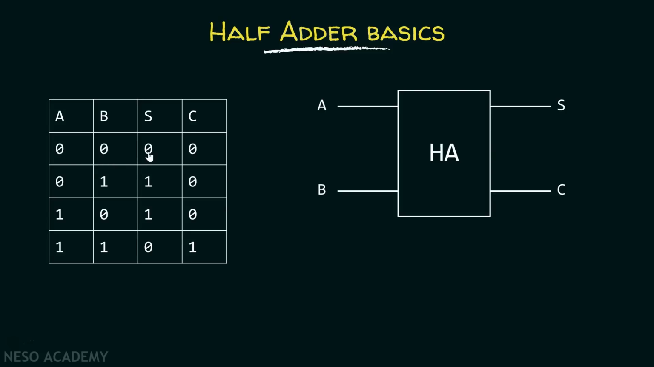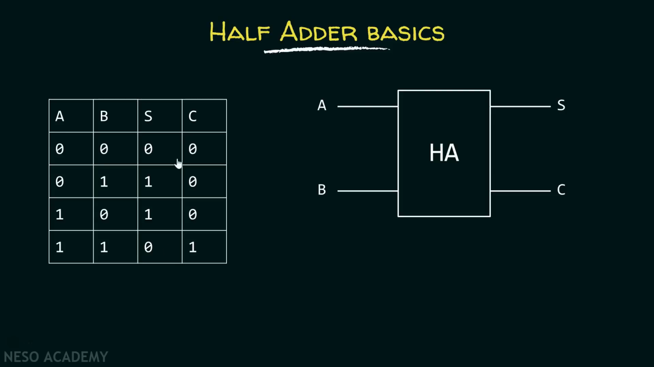0 plus 0 is 0 and carry will be 0. 0 plus 1 is 1 and carry is again 0. 1 plus 0 is 1 and carry is again 0. 1 plus 1 will be 2, right? Which in binary is represented as 1, 0. 1 will be considered as a carry bit and 0 will be considered as a sum bit.